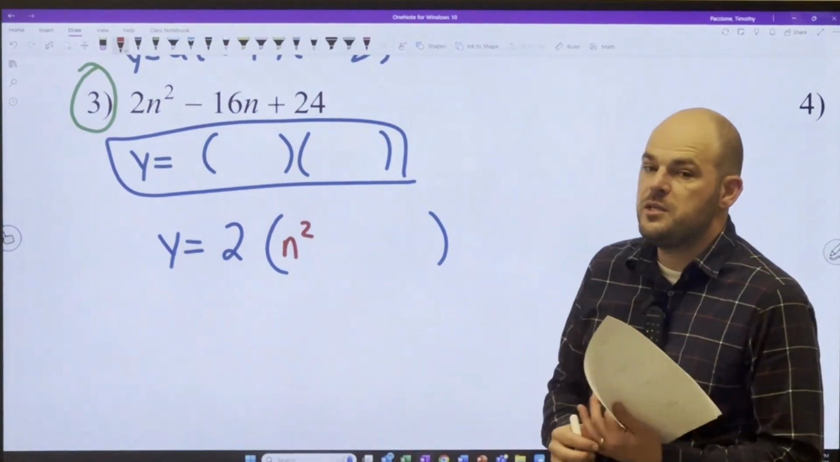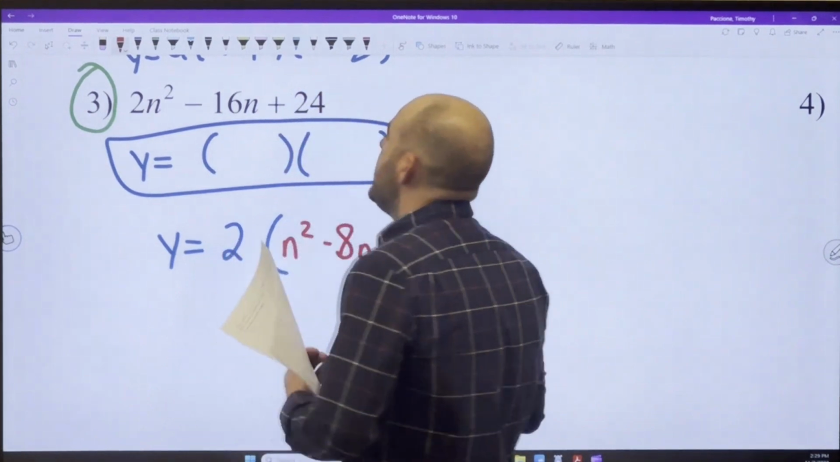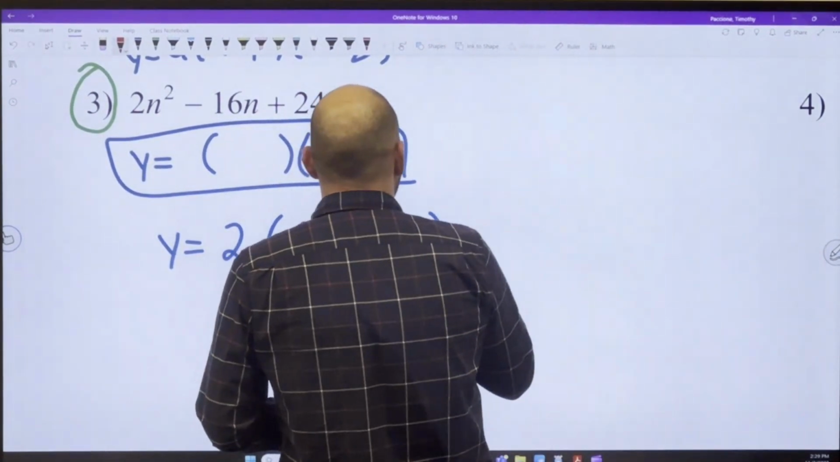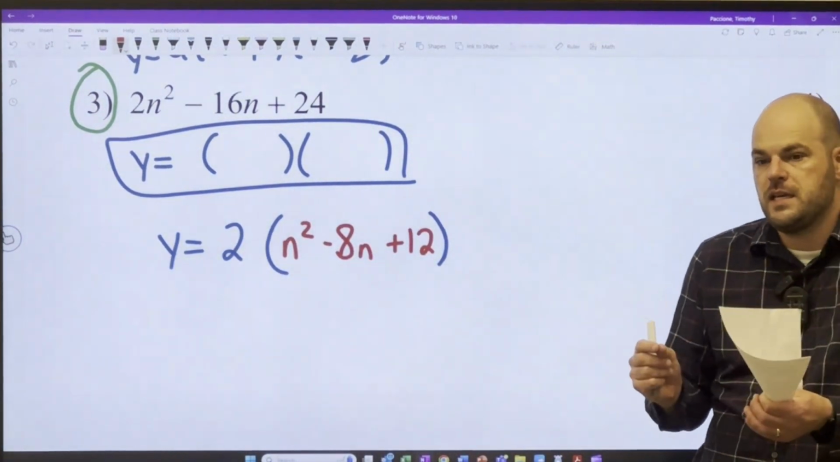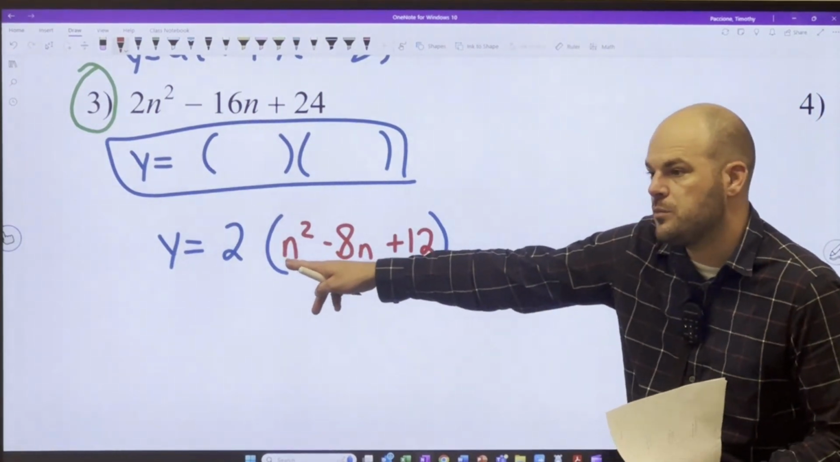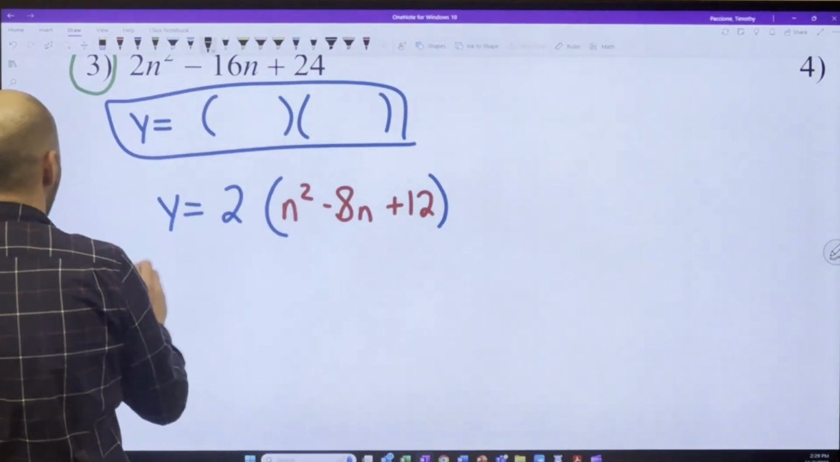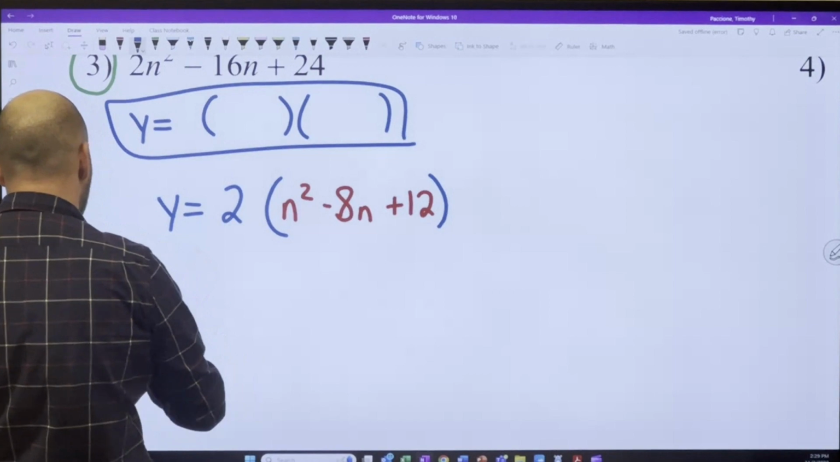Negative 16n divided by 2 is negative 8n. And 24 divided by 2 is 12. Now, I want to focus in on this red equation on the inside, because that's what I can now magic x, because that doesn't have a number in the front. So I'm going to magic x that. I say, okay, 12 on top, minus 8 on the bottom.